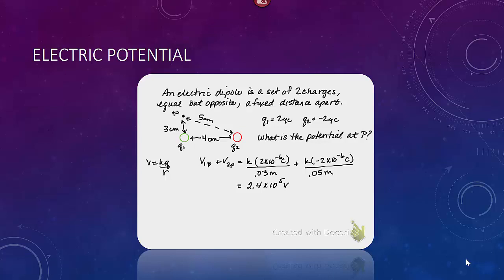Notice, didn't have to deal with vectors. It's just straight line distances for this. And you just add them up. What's the voltage from P to 1? What's the voltage from P to 2? And add them together. If you're having trouble imagining a dipole, water is a dipole, for those of you that are chemistry based. A real life example for you.